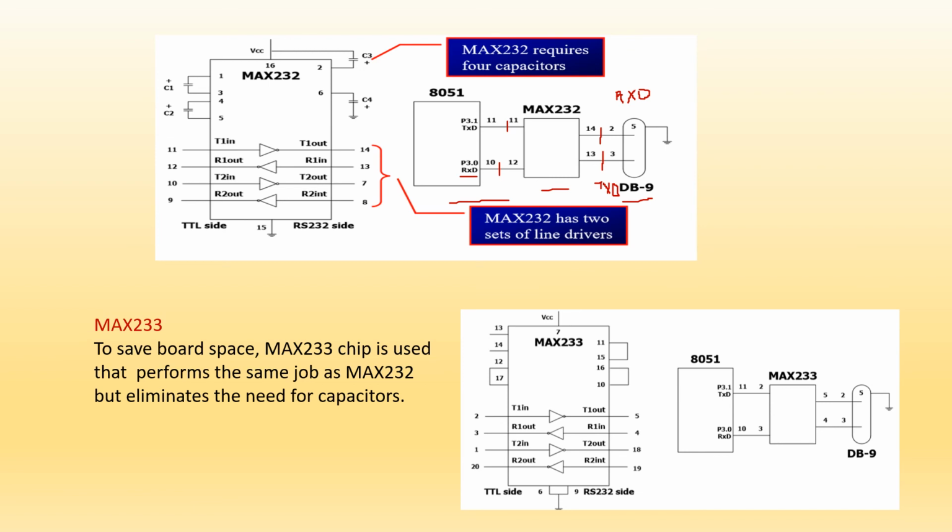Okay. So we have one more IC, called MAX233. In MAX232, we are using 4 capacitors. It requires 4 capacitors in the range of 1 to 22 microfarad. In MAX233, no capacitors are required, and hence it saves board space.